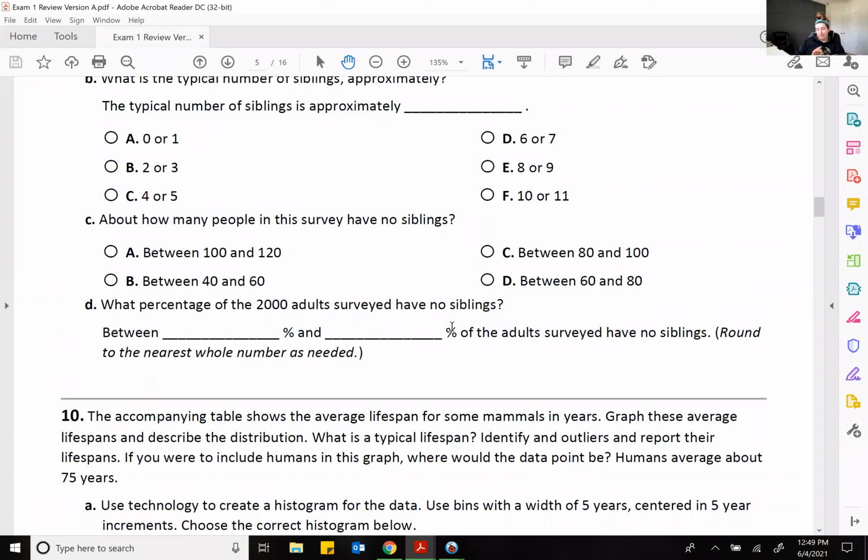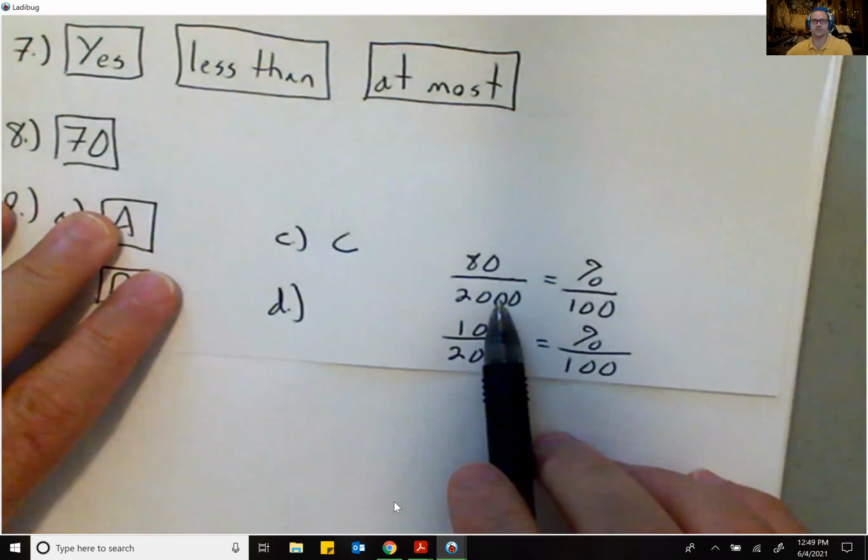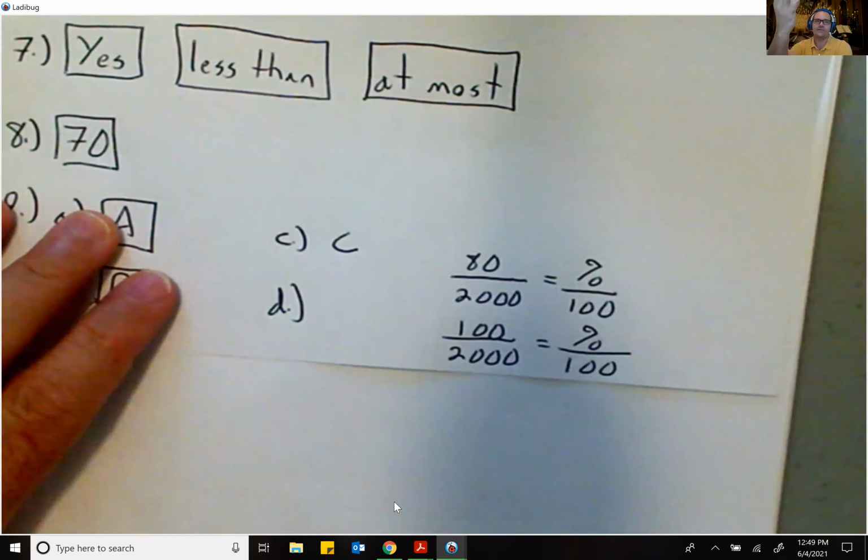The way I did it was 80 divided by 2,000, which is 0.04, and then times that by 100, which is 4%. And then the same thing for the 100. You just do 100 divided by 2,000, which is 0.05, and then times it by 100, which is 5%. Perfect. Or thinking about what we did in question 5, if you're thinking about proportions, this is what your proportions look like, which is the same thing that Mariah just described in words.